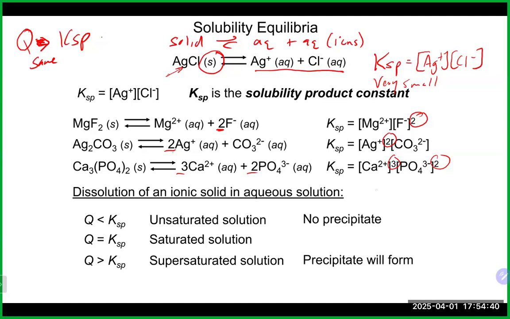Because, again, these equations are usually written solid to aqueous ions, if you write the Q on the left and K on the right, it goes opposite of where that thing is pointing. So again, unsaturated would mean it would go towards the product side. Aqueous, no solid. Q is greater than K would go towards the reactant side. And again, you would see a solid or a precipitate form.